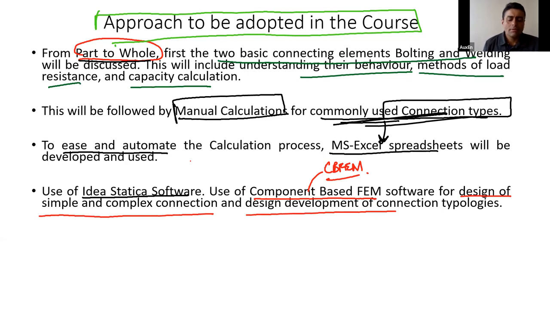So this is the three-pronged approach that we are going to adopt. Just like people do in design offices, or in their consultancy work, there cannot be one size fits all type of approach. We have to pick and choose. Sometimes we'll be doing manual calculations. Sometimes we'll be relying on some Excel spreadsheets that we will develop, or we will be going for software. So it will be a mixed approach, because when it comes to connections, you cannot have an algorithmic systematic approach.